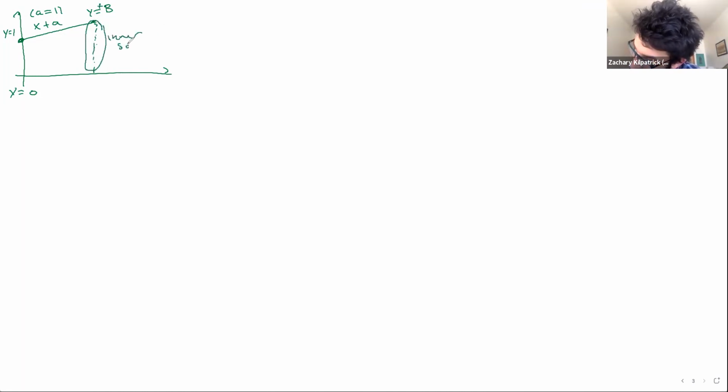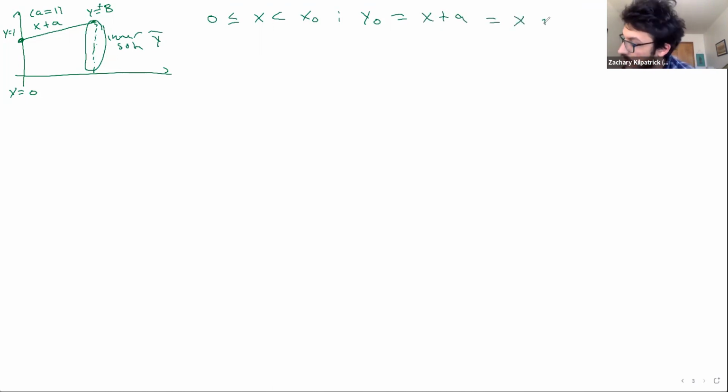So this is where my inner solution is going to hit my outer solution. So this is going to be my y bar here, okay? So 0 is less than or equal to x is less than x0, okay? y0 is equal to x plus a, right? Or x plus 1 in order to satisfy my boundary condition.